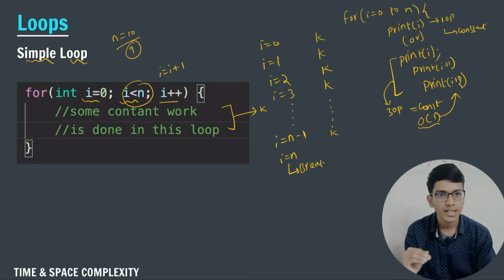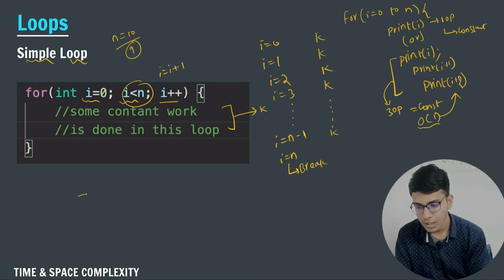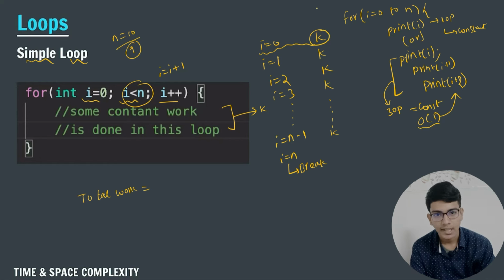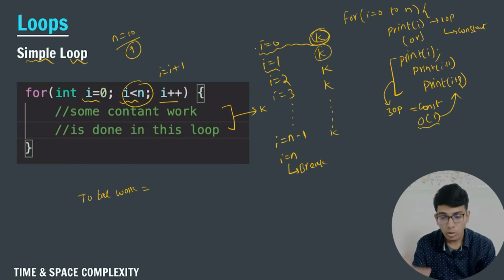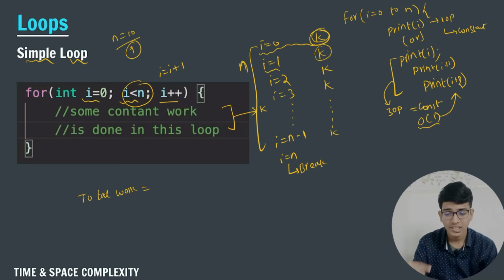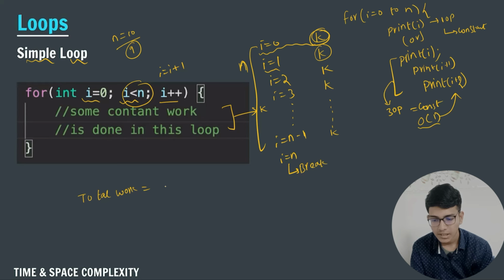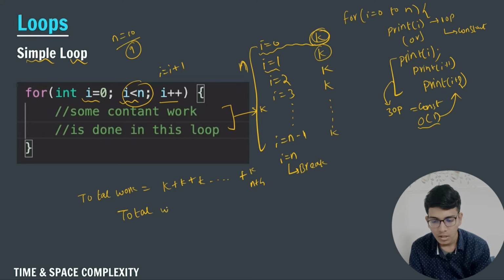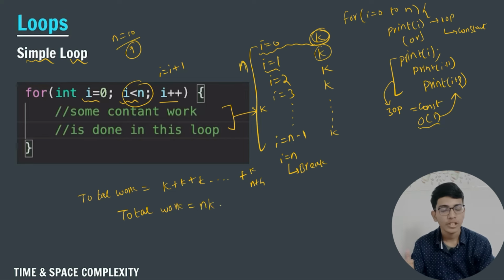To calculate the time complexity of the given code, first of all, we need to calculate the total work done by that particular code. So here, can I write that my total work is equal to, at a single iteration, what is the work done? The work done is k. Similarly, at i equals 1, what is the work done? k. So the total amount of work done by the for loop running n times will be k plus k plus k up to n times, that is n times k. When I add all these, the total work is equal to nk.